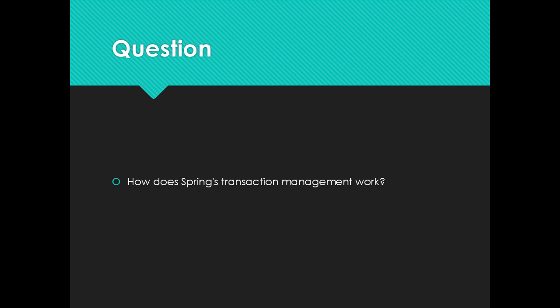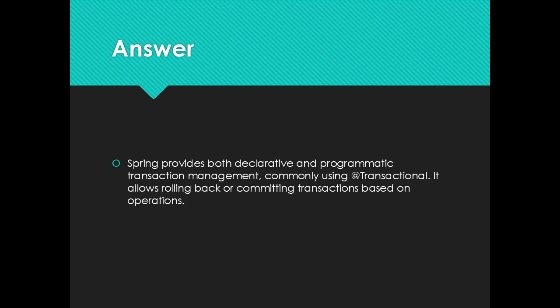Question 2. How does Spring's transaction management work? Answer: Spring provides both declarative and programmatic transaction management, commonly using the @Transactional annotation. It allows rolling back or committing transactions based on operations, and you can define isolation levels, propagation, and more.